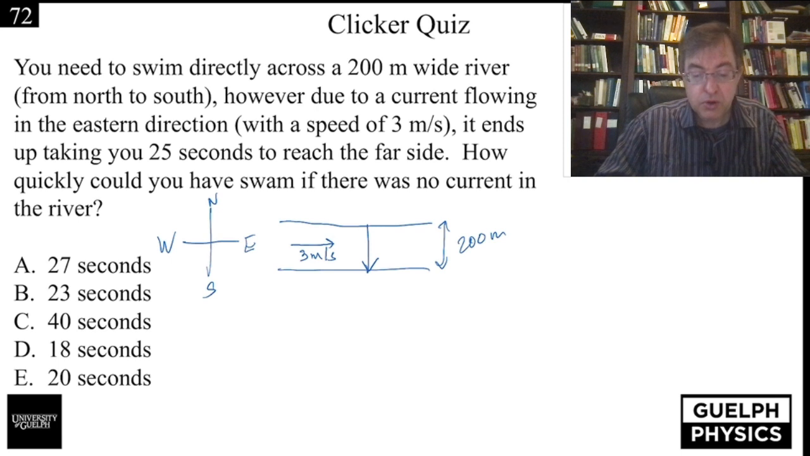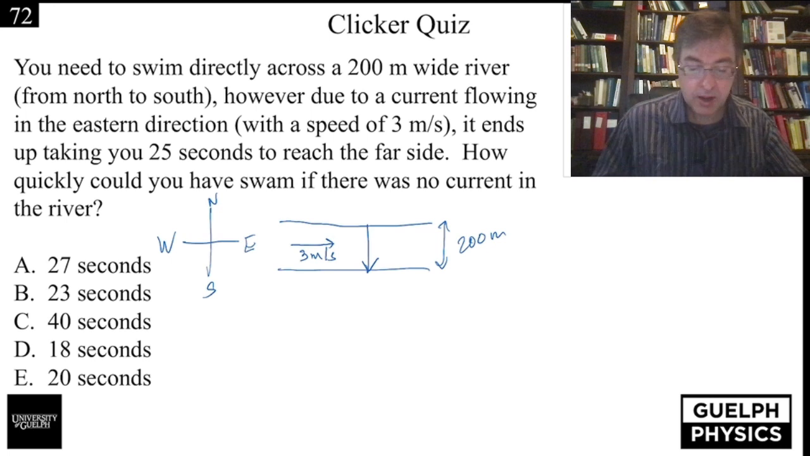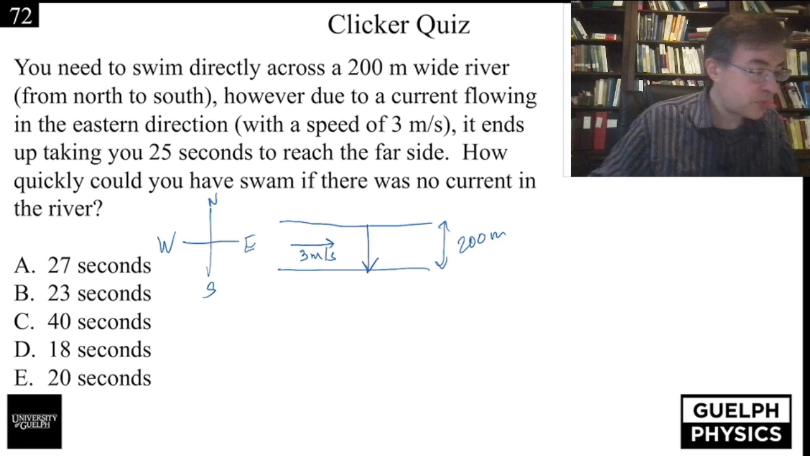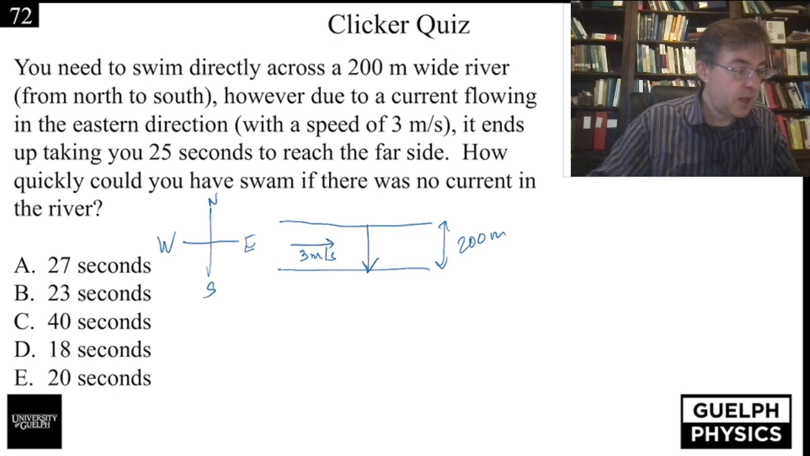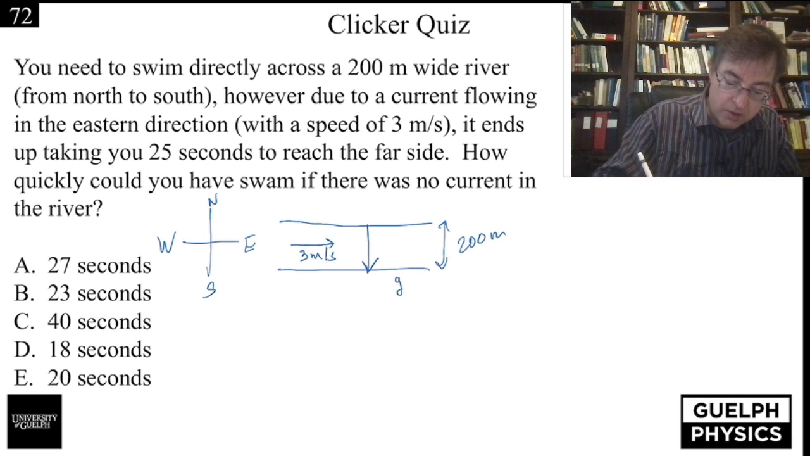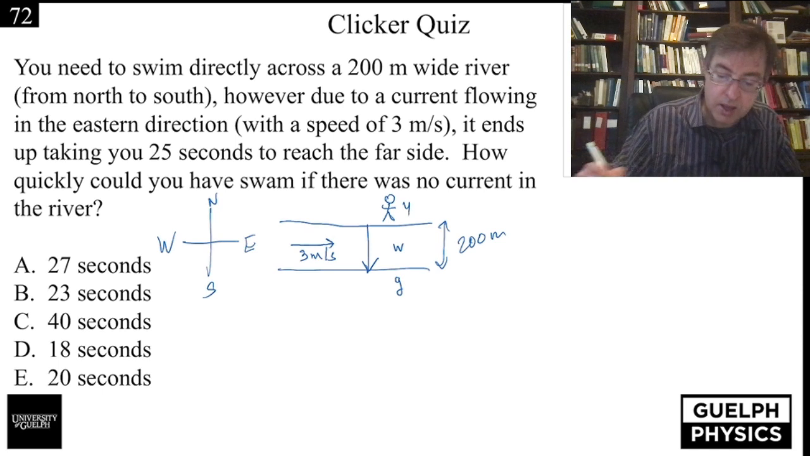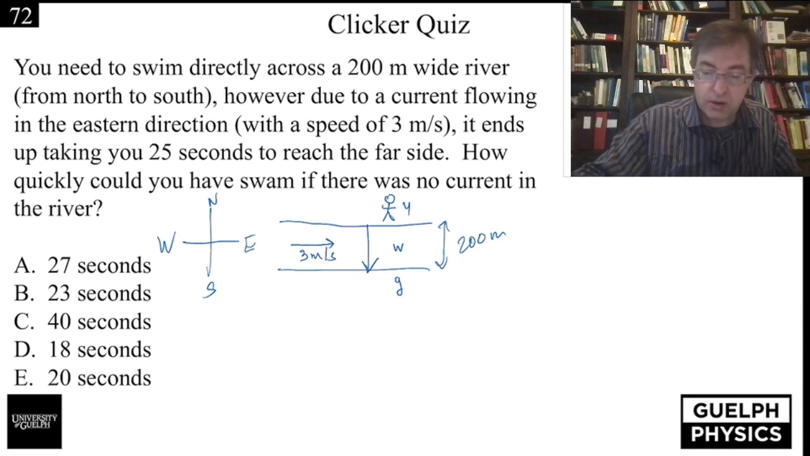If there's no current in the river, you can swim right across the river using your velocity relative to the water to cover the 200 meters. And so this is a relative velocity problem. I want to label here's the ground, here's the water, and there is you, although you're actually swimming. Then I can put various vectors into this problem.